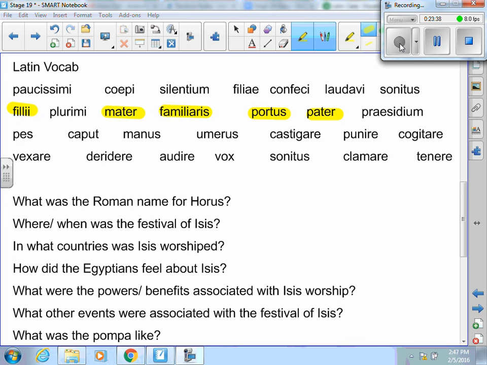So here's a list of the word passes. Paucissimi is very few. Coepi is begins. Silentium is silence. Filia is daughter. Confeci is to finish. Laudavi is to praise. Sanitas is sound. Filii is sons.